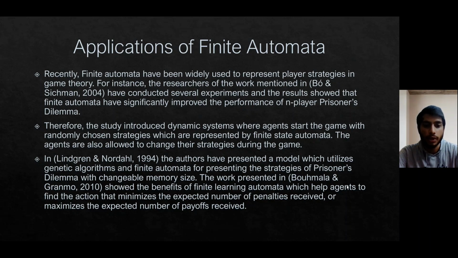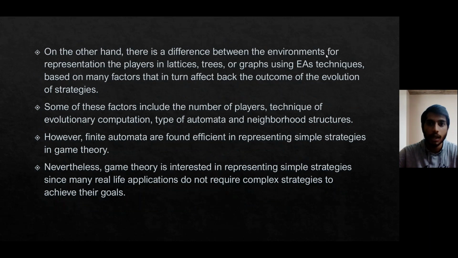The work presented showed the benefits of finite learning automata, which help agents to find the actions that minimize the expected number of penalties received or maximize the expected number of payoffs received. On the other hand, the differences between the environments or representations, the players in lattices, trees, or graphs using ES techniques, depend on many factors that in turn affect the outcome of the evolution of strategies. Some of the factors are the number of players, techniques, evolutionary computations, and the type of automata and neighborhood structures.